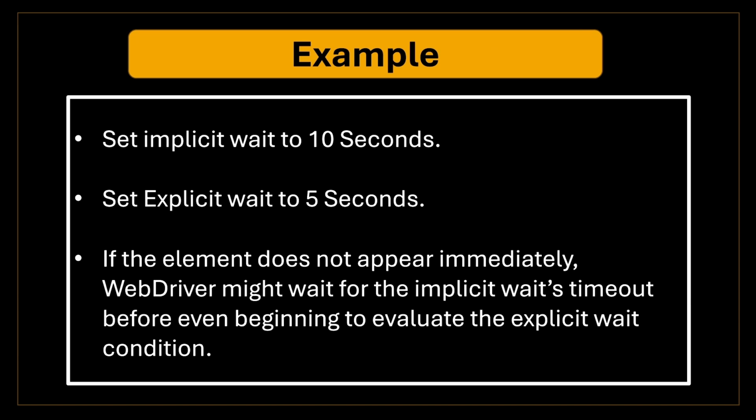Let's say an implicit wait is set to 10 seconds and an explicit wait is set to 5 seconds to wait until an element is clickable. If the element does not appear immediately, WebDriver might wait for the implicit wait timeout before beginning to evaluate the explicit wait condition. This can lead to the test waiting for longer than the 5 seconds intended by the explicit wait.